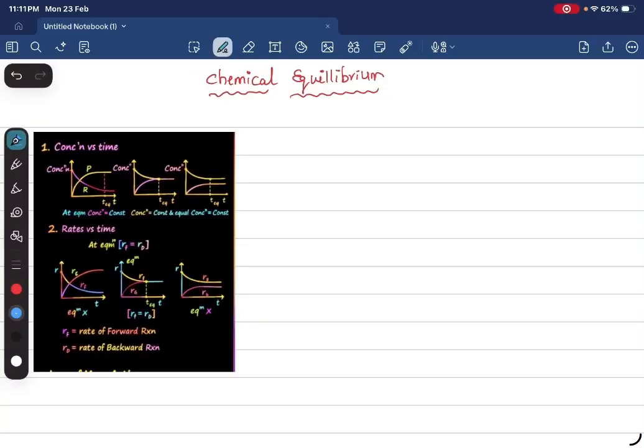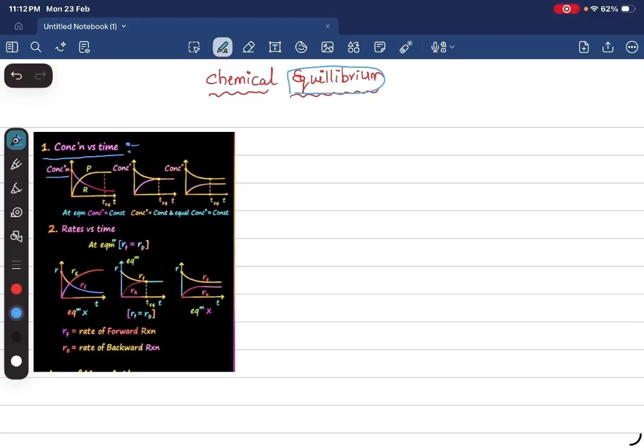Let's start one short video for chemical equilibrium. First, how to indicate equilibrium for any reversible reaction. There are two conditions. The first graph is related to concentration versus time.